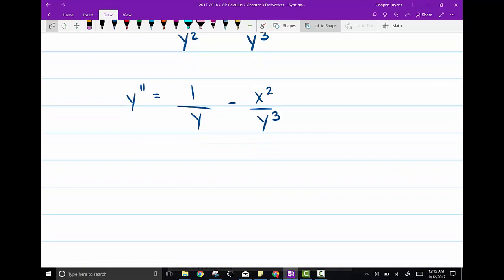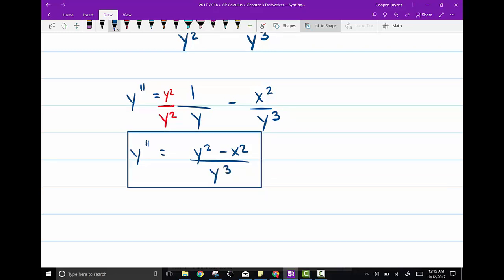Now sometimes the book will simplify it a little further. So y double prime is going to be equal to, this is going to need a y squared to have the same denominator. So you get y squared minus x squared over y cubed. Either one of these answers is perfectly acceptable. And that's it. That's all there is to it.